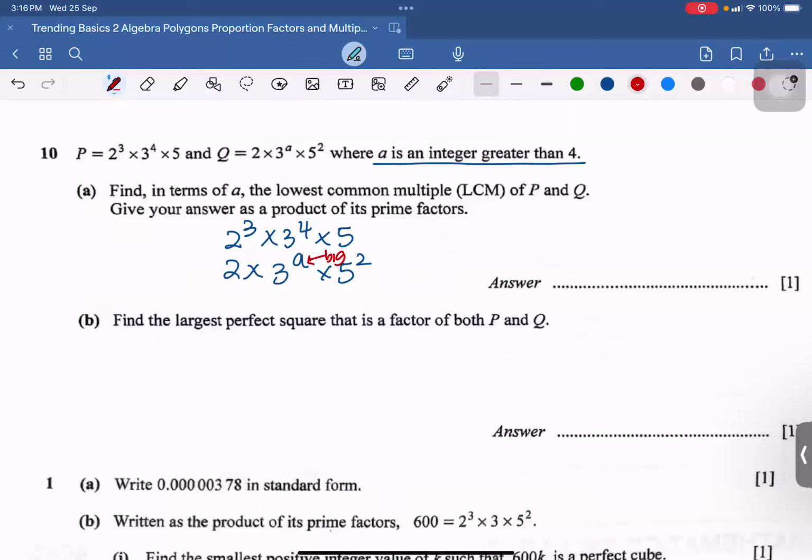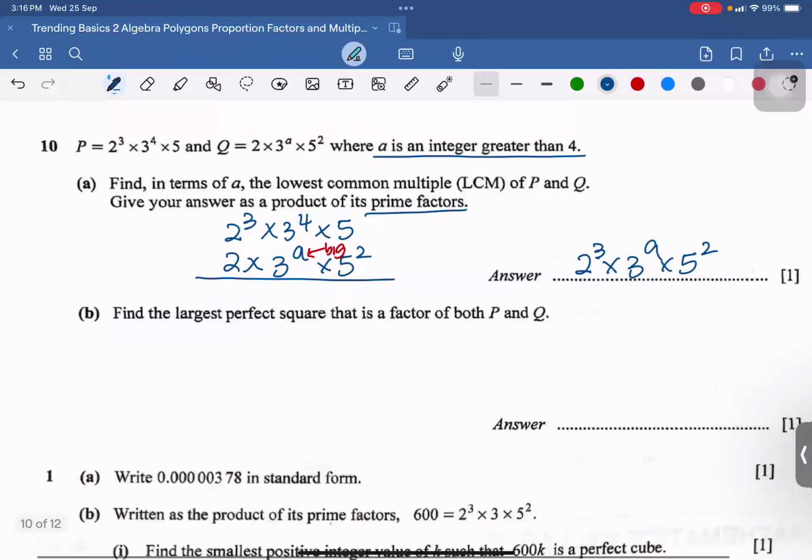Okay, A is bigger than 4, right? More than 4. So I want to choose the LCM. Which one should I choose? Highest. 2, 3. Any more? 3 to the power A and 5. 2. Answer as a product of the prime factors.